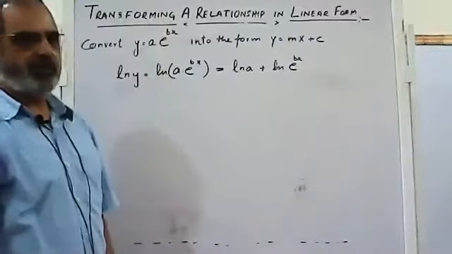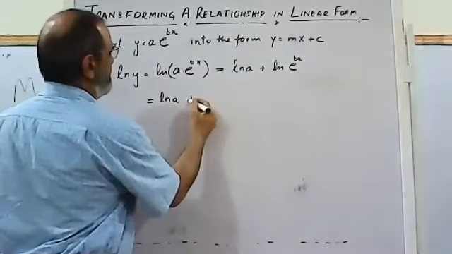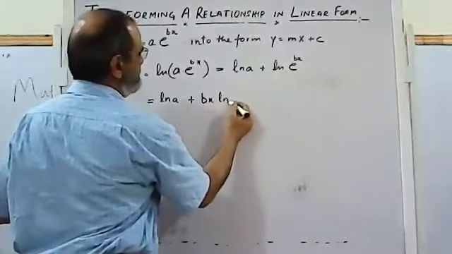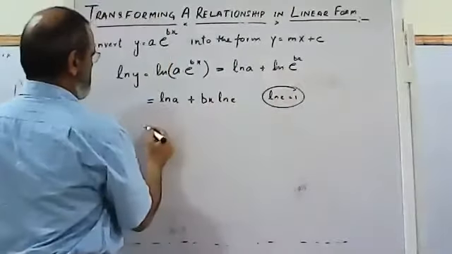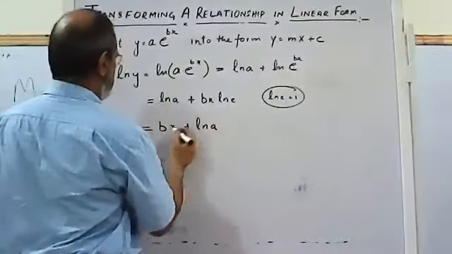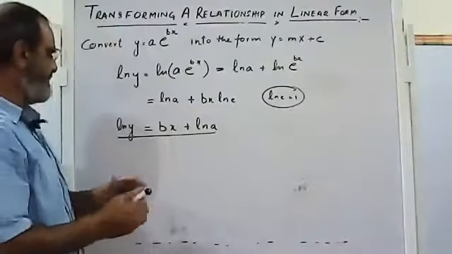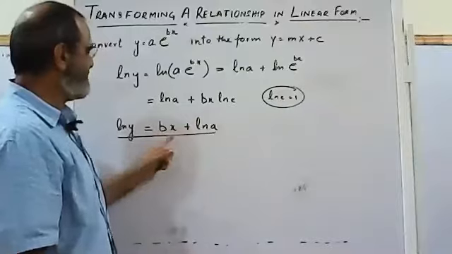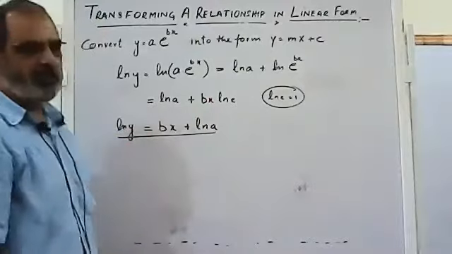I have written the product in the form of sum. In second term, I can use the power rule. We know ln of e is equal to 1. So I got an equation. I had just written this ln of a as a second term on the right side because it is a constant term. X is involved in this term. That's why I've written it as the first term. So I got an equation ln of y is equal to bx plus ln of a.